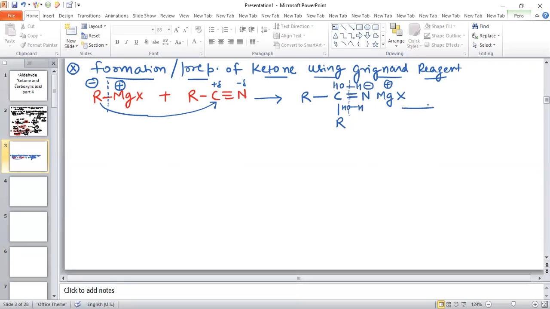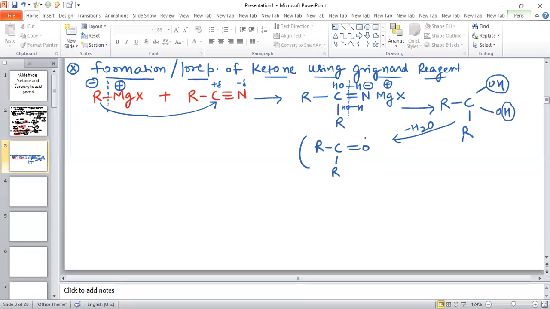So now we don't need to remember the side product. It will form RCR and an OH group on this carbon, also an OH group on this carbon. So OH is removed from one carbon and H is removed from one carbon, so water is removed. Now we can say when water is removed, it will be like RCR double bond O. So ketone is obtained as a product.